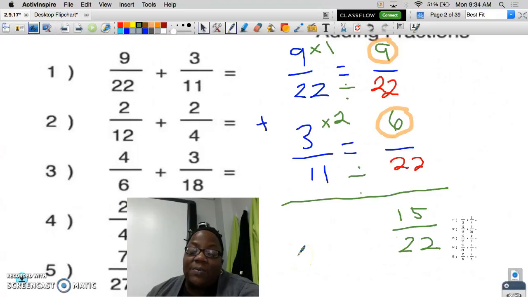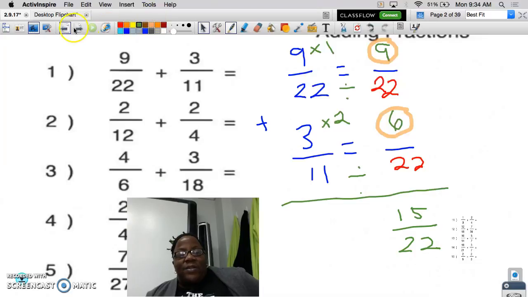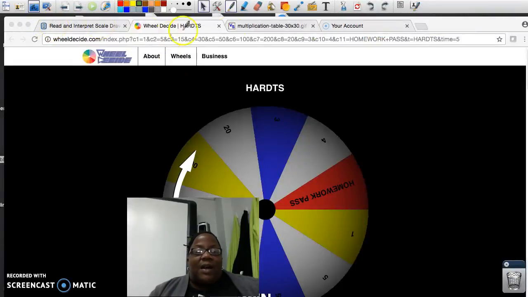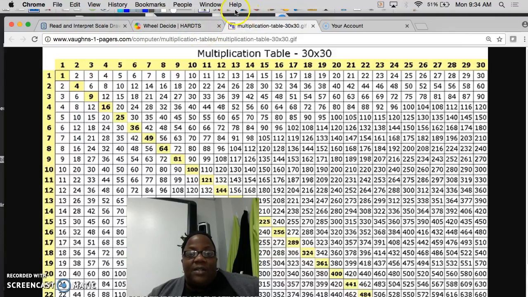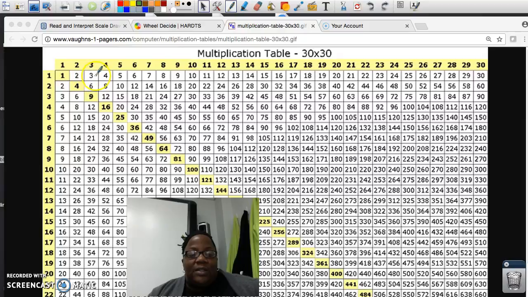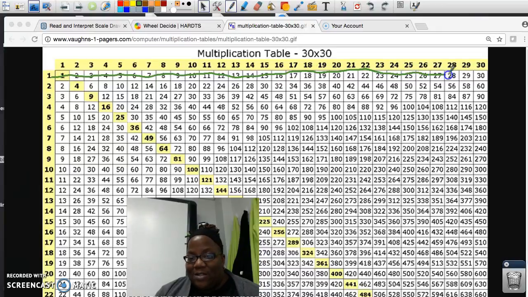Your last final step will be to see if you can reduce any of these. Okay? I have a 15 and a 22. Will 15 and 22 reduce? I'm pretty bad with my facts, so I know that I can use my multiplication chart to figure this out. I'm going to look in the row that has a 15 and a 22 in it. Let's see if I can find one. Remember, when doing this, we never look at the first row, because the first row will give you all the answers that you need, therefore it doesn't count, because everything's multiplied by 1.